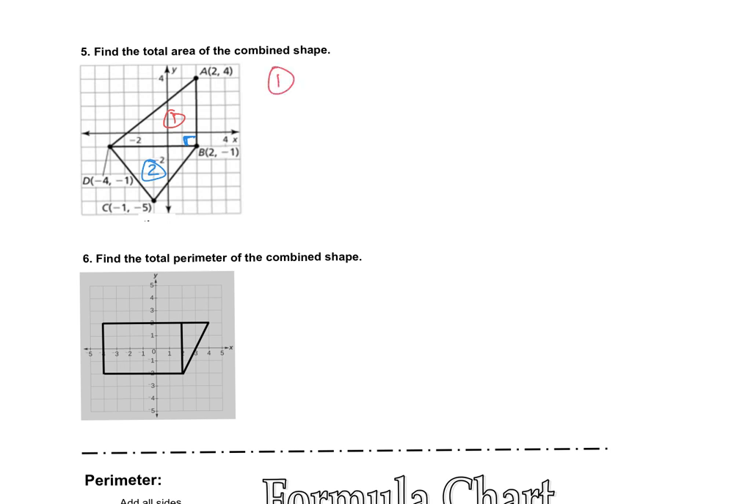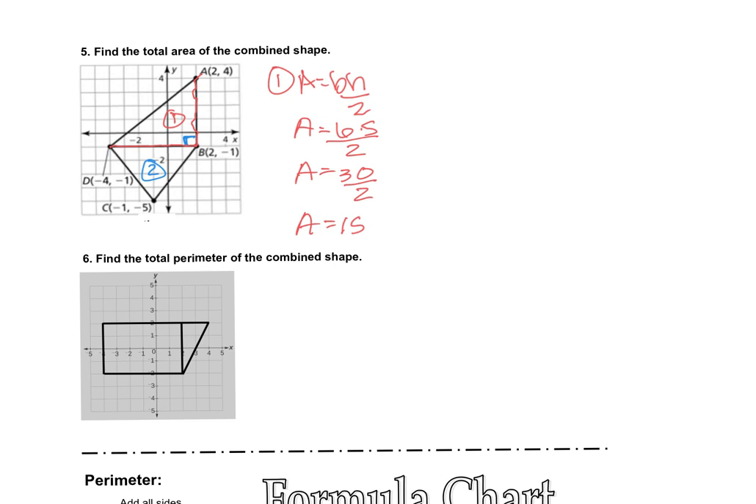So the area of a triangle is area equals base times height divided by 2. So the base of this triangle is 1, 2, 3, 4, 5, 6 units. And then the height of the triangle is 1, 2, 3, 4, 5 units. So our area is 6 times 5, which is 30, divided by 2, which is 15. So the area of our top triangle, the right triangle, is 15.